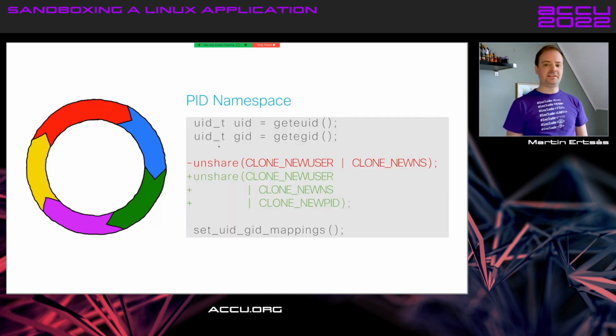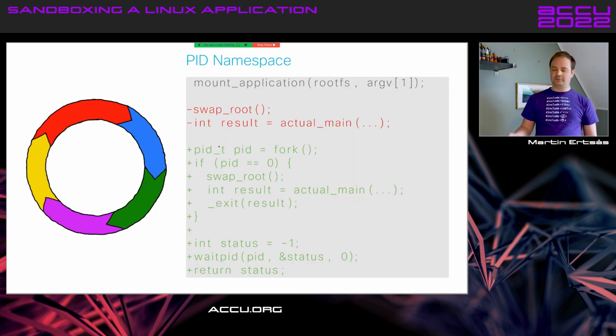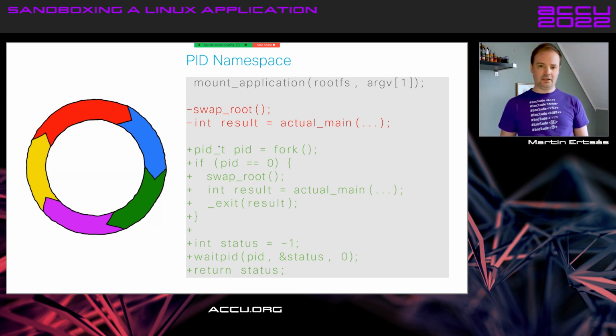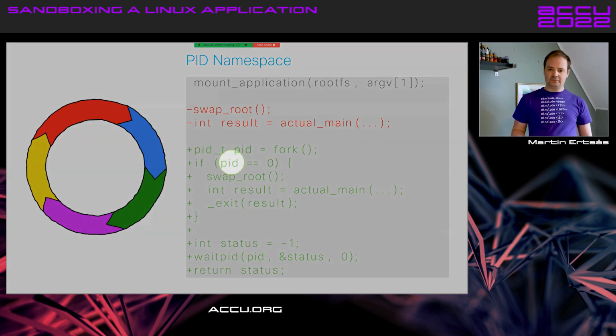Now, creating the PID namespace is just as simple as creating every other namespace. You just add clone new PID, and now it's created. It's also empty. So to put the process into this namespace, you have to fork or use the clone syscall. That would put the child already in it. You can fork. And then if you're the child, you can do the swap routing thing and then run the actual main and then exit with whatever result code you got from main.